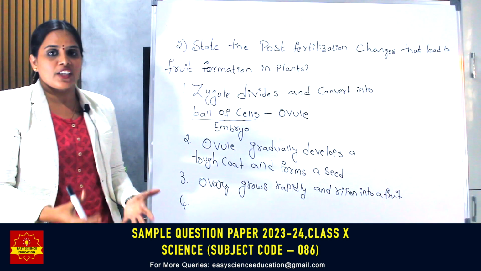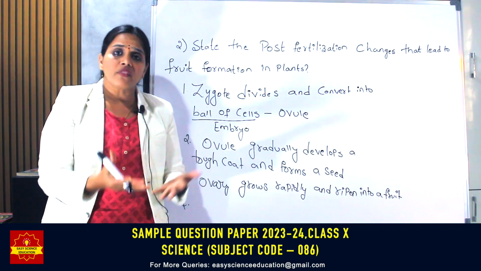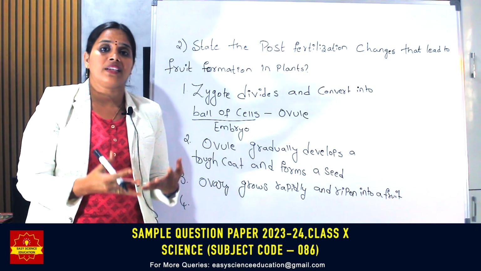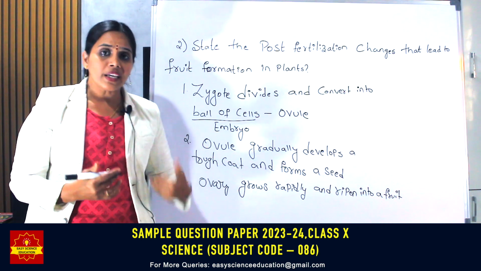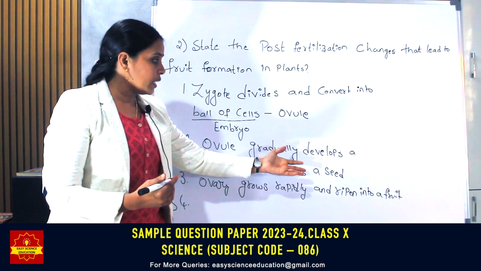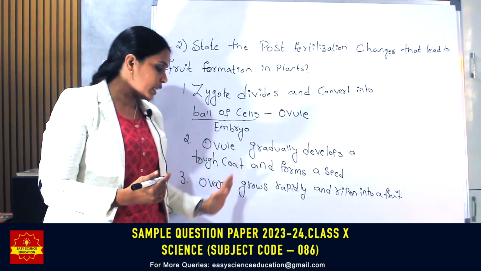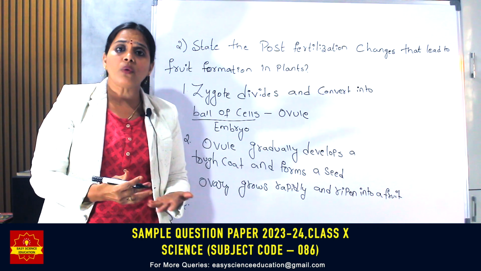The next stage is what happens after fertilization. We have already learned about the structure of the flower. There are many floral parts like petals, sepals, stamen, carpel. In the case of a carpel, we learned about the ovule and ovary. The ovule turns into a seed and the ovary develops into a fruit. These two parts are there. But what about the remaining parts?